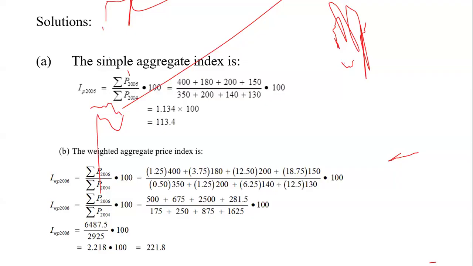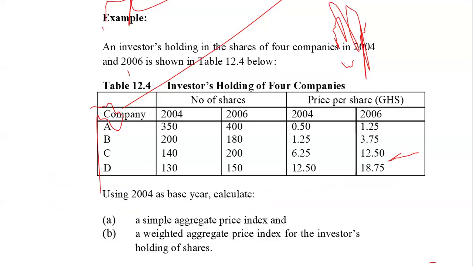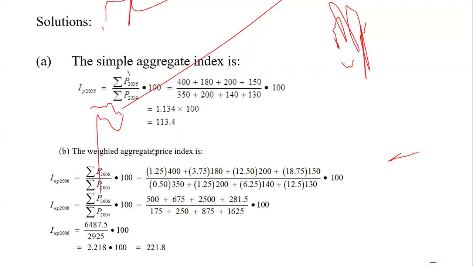So we are looking at the simple aggregate index, which is the sum of the prices in 2006 divided by that of 2004. So you go to the prices table, the price per share. And you just add this, divided by this. So the sum of this divided by the sum of this. That is what you see there. That is the simple.